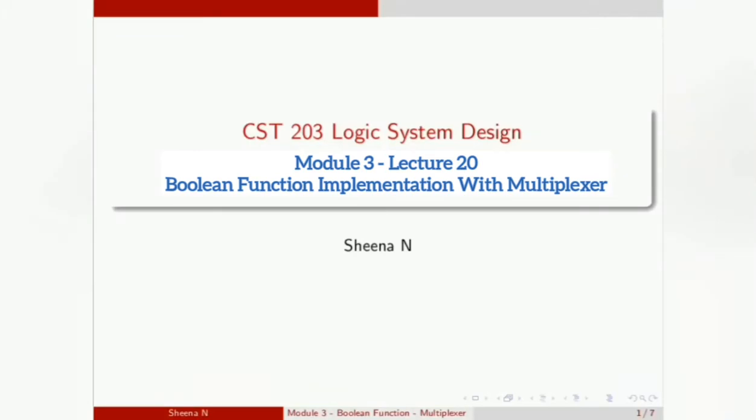Hi students, in this video I will explain implementation of Boolean function with multiplexer. That means we have a given Boolean function and we design a logic circuit that performs that function using a multiplexer.